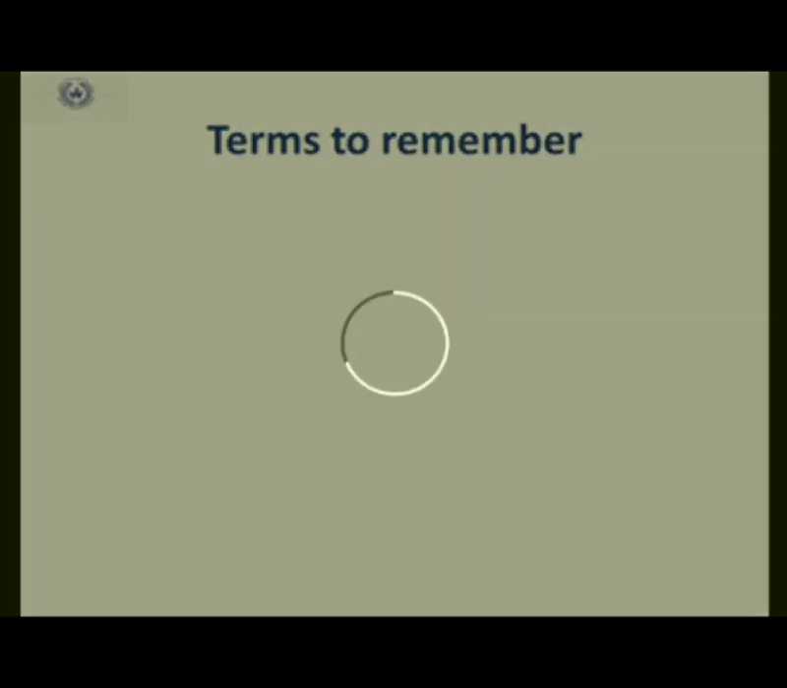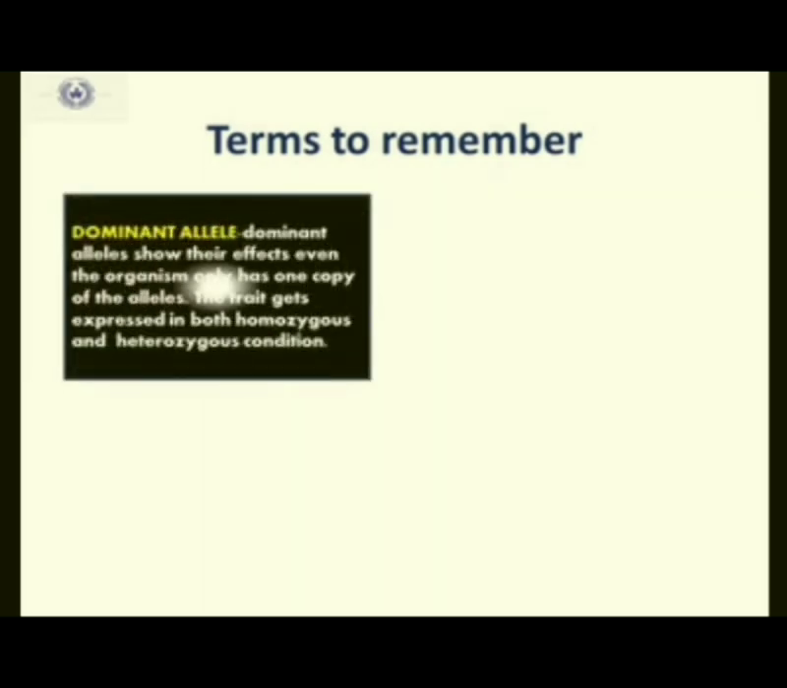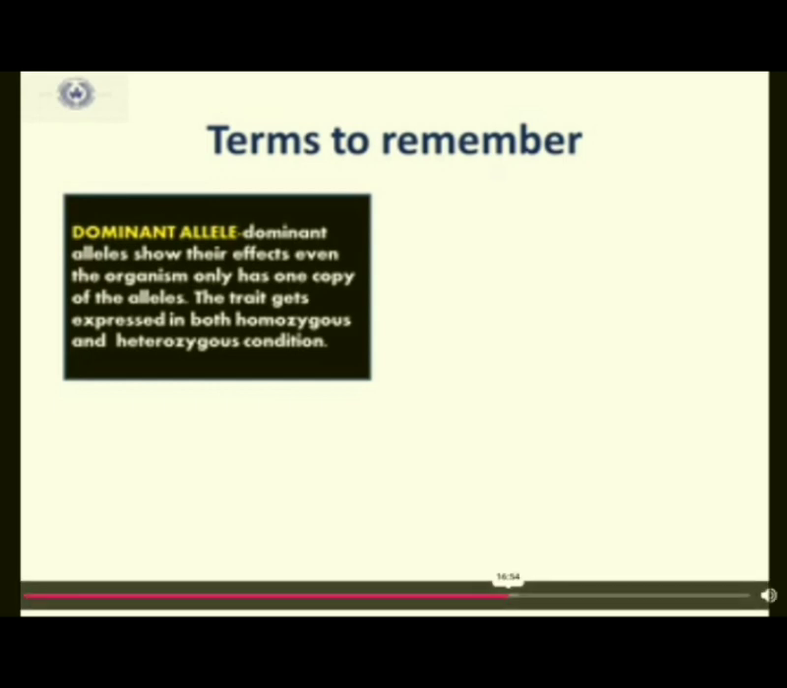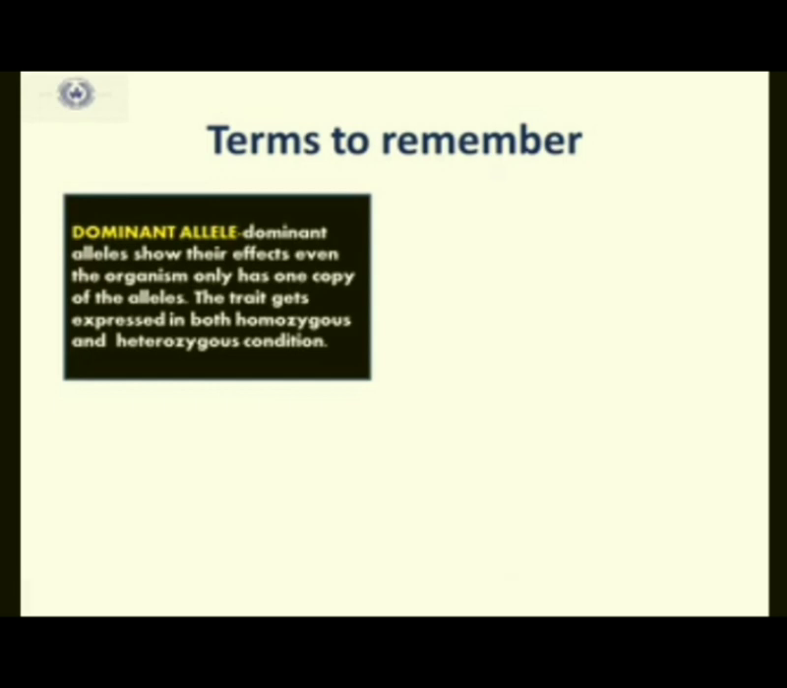For example, when Mendel studied the height of the pea plants, he realized that the trait tallness always dominates over the dwarfness. So here the tallness is the dominant trait and shortness is the recessive trait. So he used capital T for the allele of tallness and small t for the allele of shortness. The dominant alleles show their effect even if the individual only has one copy of the alleles.